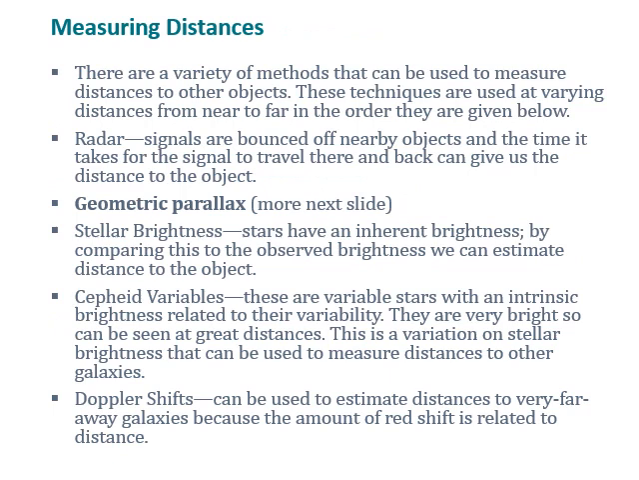Now, how do we measure distances in space? There are a variety of methods used to measure distances, and these techniques are used at varying distances from near to far in the order they are given below. Radar uses signals bounced off of nearby objects, and the time it takes for the signal to travel there and back can give us the distance to the object. Radar is radio detection and ranging, so these are radio waves.